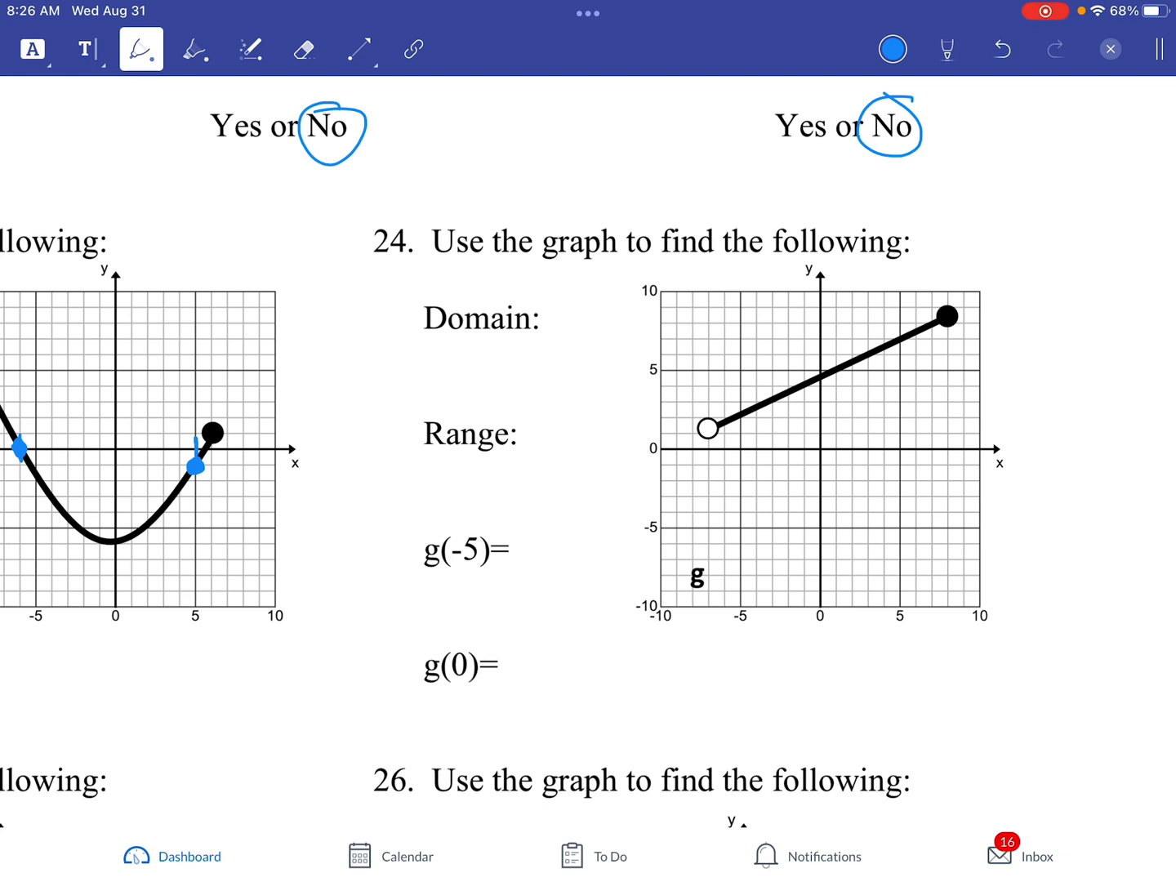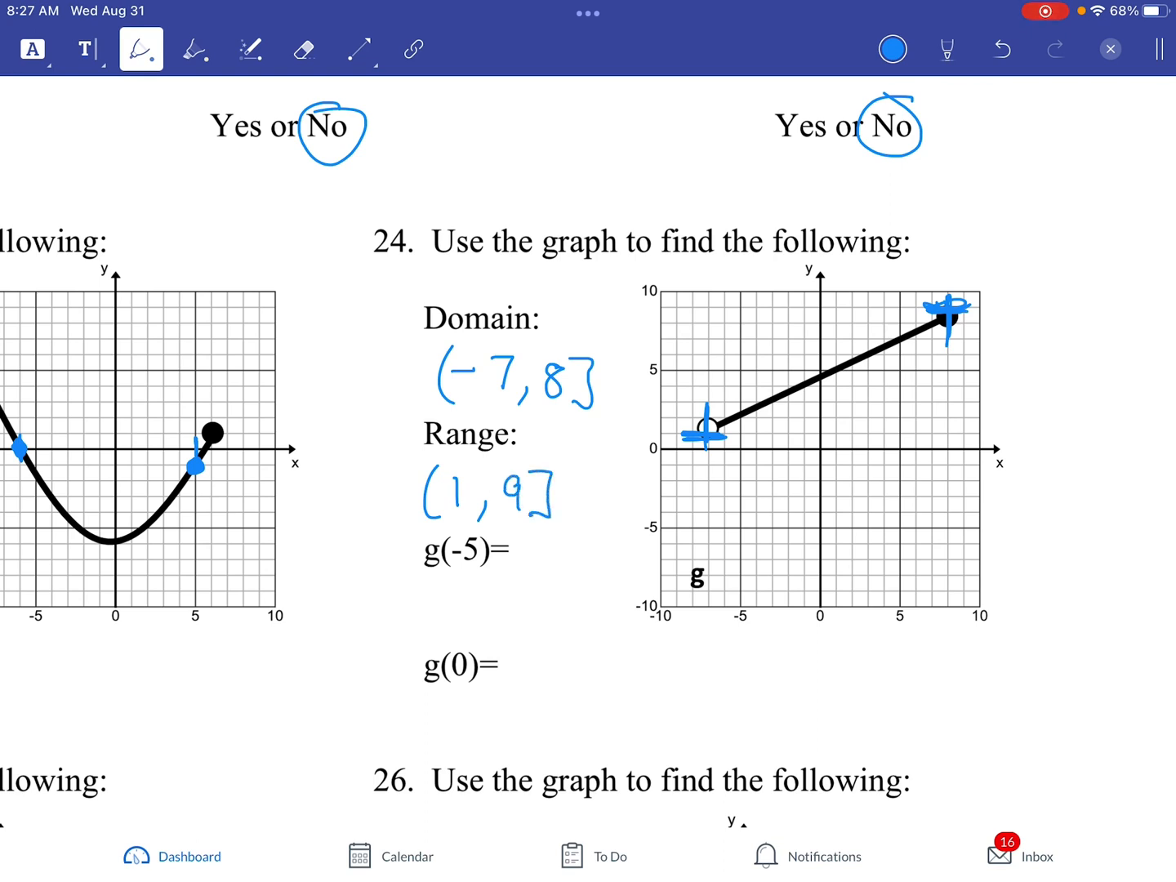The domain starts on the left there, which is at -7, which is a parentheses because it's on an open circle, goes to the right to positive 8. It's a bracket because it's on a closed circle. For the range, we start at the bottom, which is going to be down here at positive 1 with the parentheses because it's an open circle. It's going to go up to, I'm going to say it's here. It's a little bit off on the graph, but we're going to say it's 9 with a bracket because it's a closed circle.